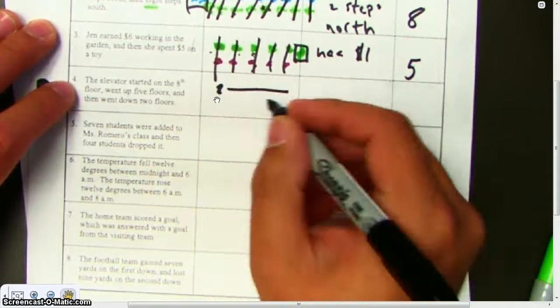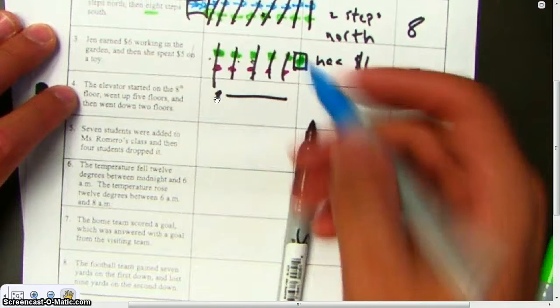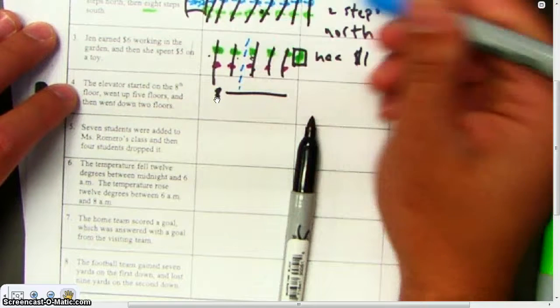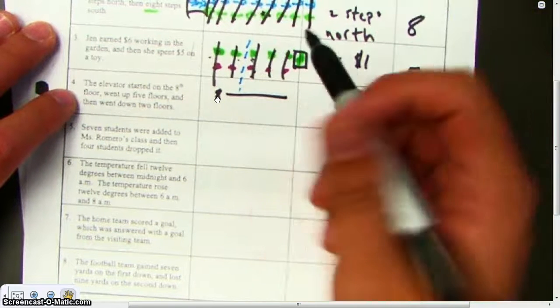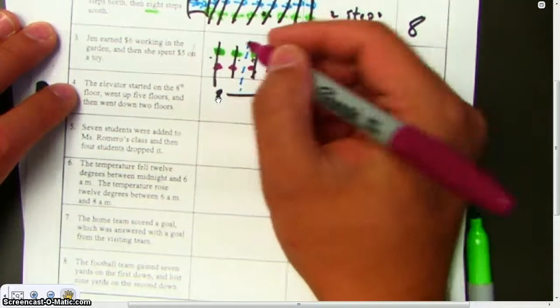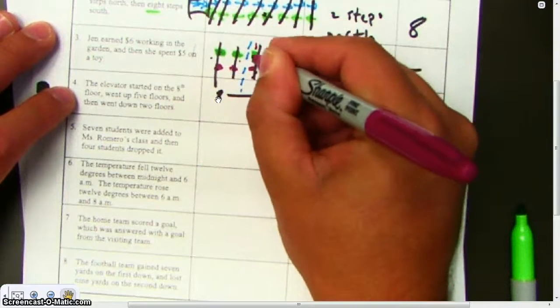So that's sort of our line where we're starting. Then it goes up 5. So 1, 2, 3, 4, 5. Sorry, I'm marking over the other problem. It goes up 5 and down 2. So I'm right here now. I'm going to go down 2.